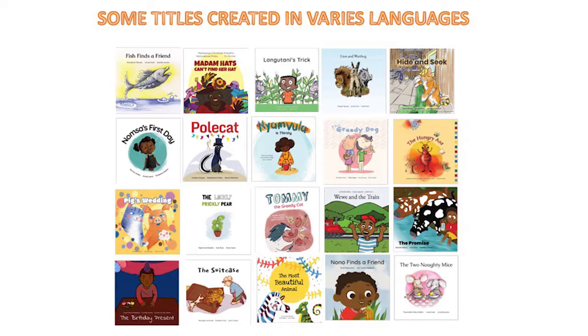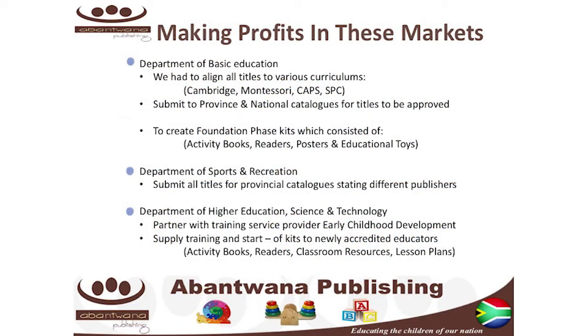Right, so making the profits. So how did we then make profits after we created these books? We had to look at our different markets. And we first looked at our early, because these were all early readers. We looked mostly at the Department of Basic Education. But now when you are dealing with the Department of Basic Education, you have to comply with specific regulations. And one of those regulations was that whatever material you must submit must comply with the curriculum of the country. So we had to take those specific titles that we had created with other publishers. We had to look at them and even adapt them slightly so that they can be curriculum rich and actually be able to be approved by the department.